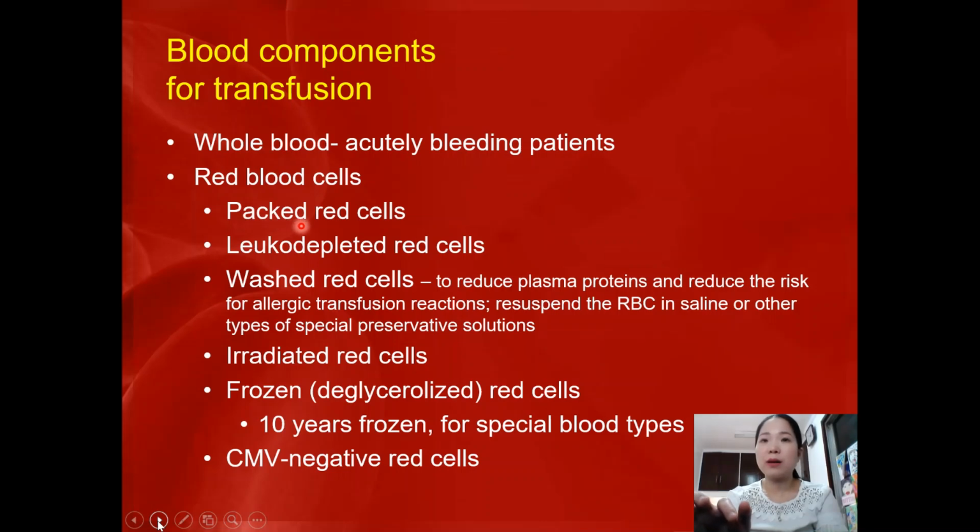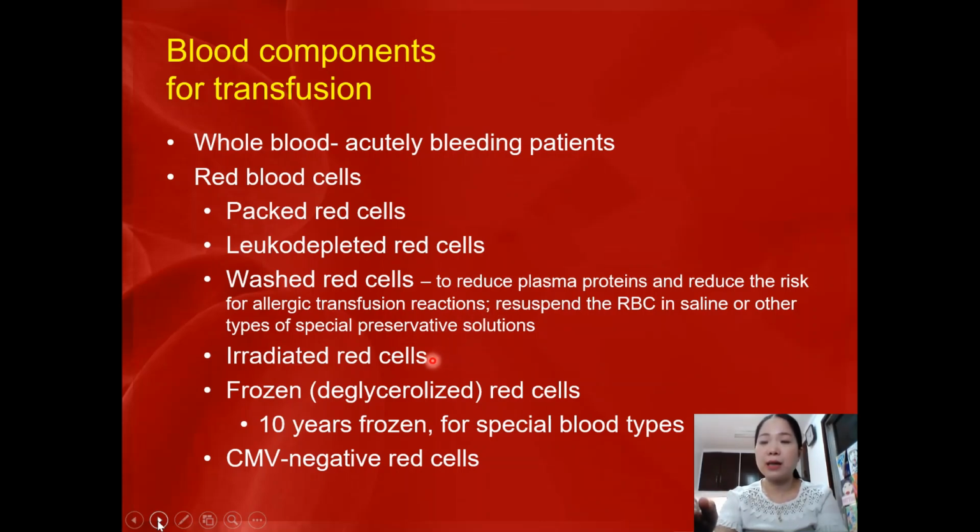Packed red cells, of course, are indicated, and later on we will discuss in detail. You can give this in an acutely bleeding patient or those with chronic anemia. Leukodepleted red blood cells, we've discussed this in the first portion of this lecture. Washed red cells is a type of red cell where you reduce the plasma protein by resuspending the red blood cells in saline solution or other special preservative solutions. So you try to remove the plasma so that you will reduce the risk of allergic transfusion reactions.